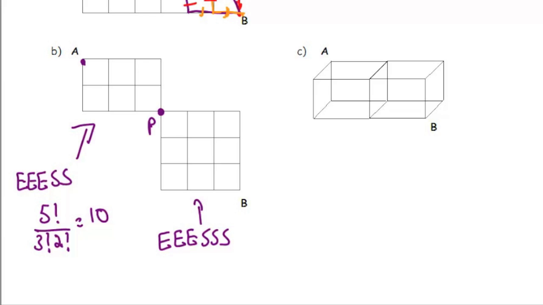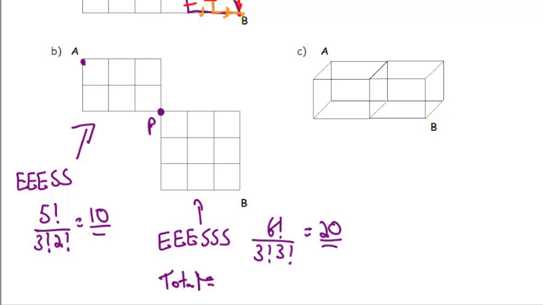But that only got us to P. So the second situation is how do we get from P to B? Well, we have to go east 3 times and south 3 times. Meaning now we have 6 objects, 6 factorial, over 2 sets of identical objects, each with 3, giving us a total number of paths of 20.